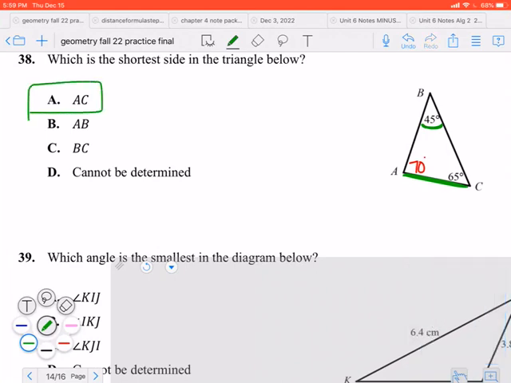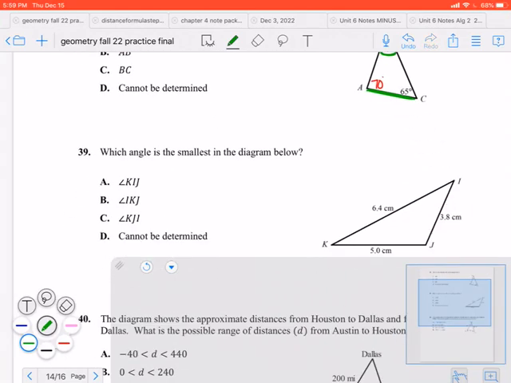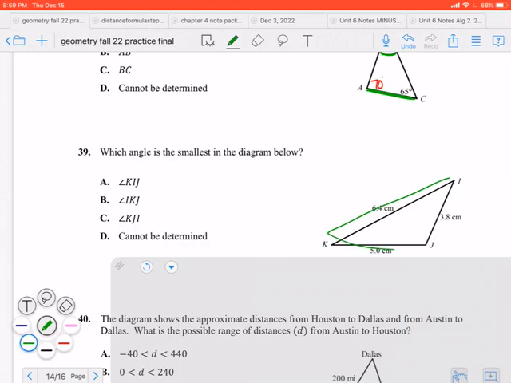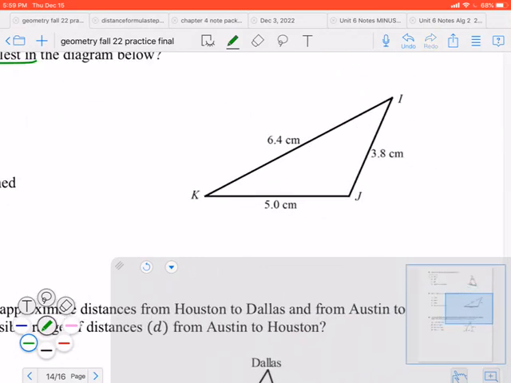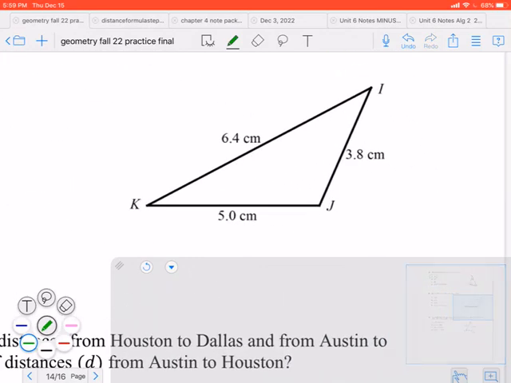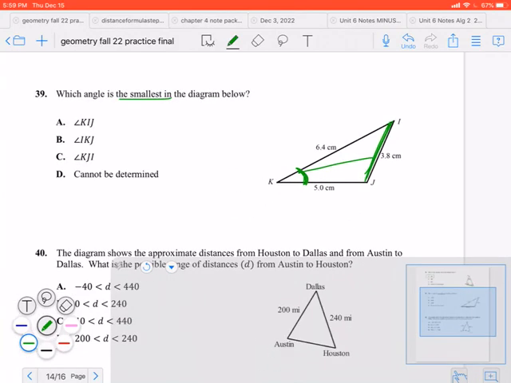38 is A. Which angle is the smallest in the diagram below? So now we're just doing the reverse. They're giving us the side lengths and they want to know which angle is the smallest. So I'm looking for the smallest number, the smallest side. 6.4, 5.0, 3.8 is the smallest side. So that means the angle opposite it is going to be the smallest angle, angle K.